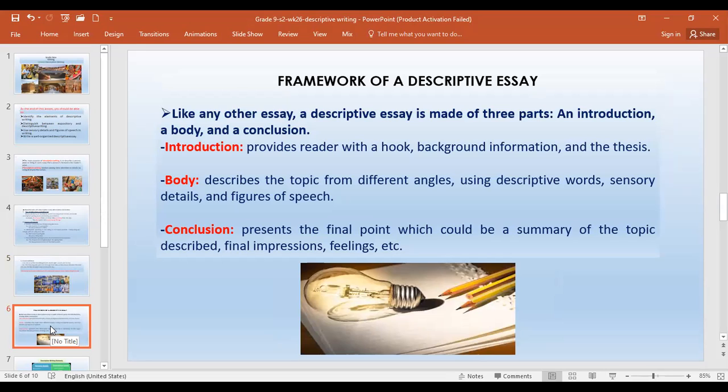Framework of a descriptive essay. Now we know the elements, we know what we should include. Now we should know how we should organize them in an essay.